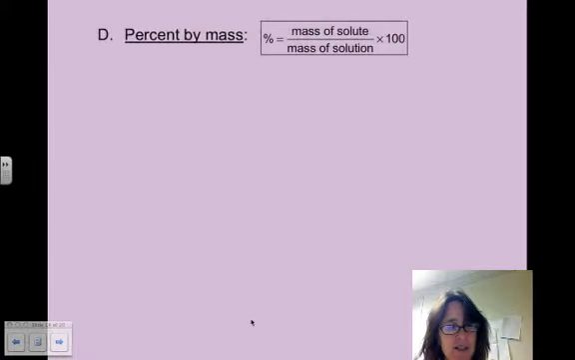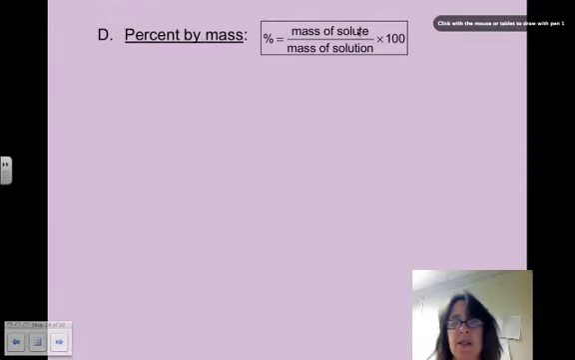Let's look at another unit of concentration, which is percent by mass. Percent by mass represents the mass of the solute over the mass of the whole solution, multiplied by 100. We saw something very similar when we found the percent of water in a hydrate. You take the mass of the water divided by the mass of the hydrate, times 100, same idea.